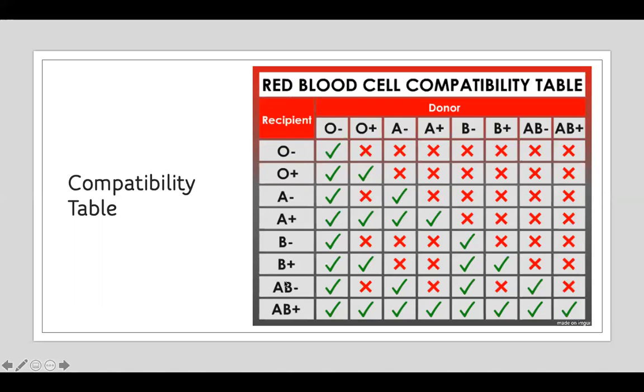What did I want to point out here? That persons that have positive Rh factors can receive from negative or positive. So if you go over here to A positive, A positive can receive O negative, they can receive A negative. But if you flip it around, if you're A negative, you cannot receive that positive blood. It is technically incompatible.